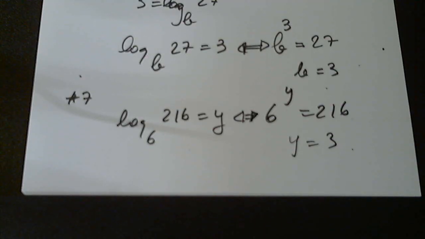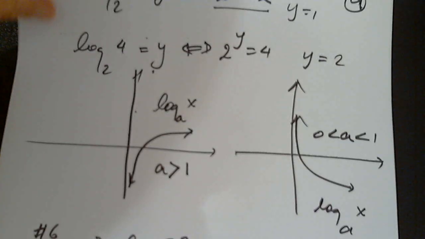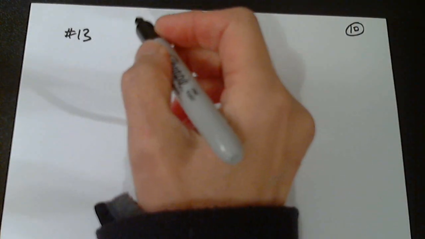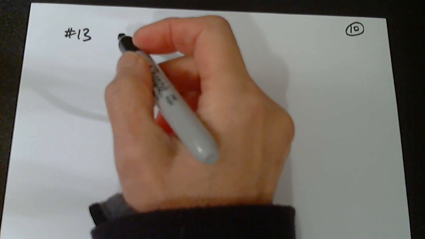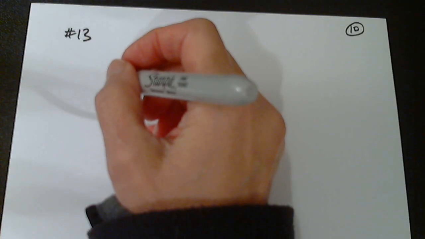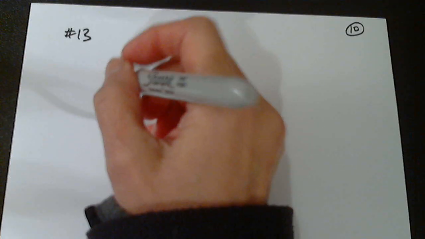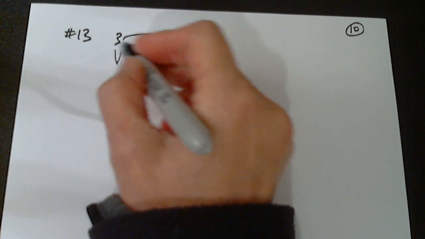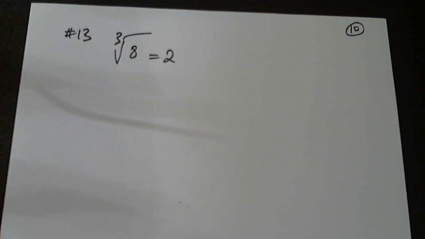Nine through 20. Can we do number 13? Yes. Let's do number 13. Perfect. And this is page 10. And 13 we have, you said 13, right? Did you say 13? Yeah, I said 13. Okay, good. The cube root of 8 equals 2. Perfect.